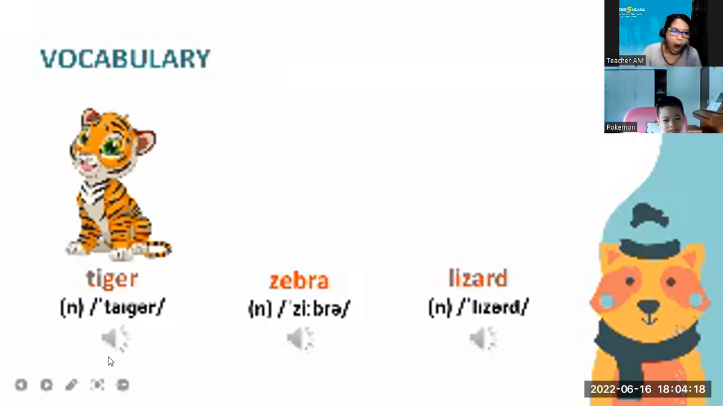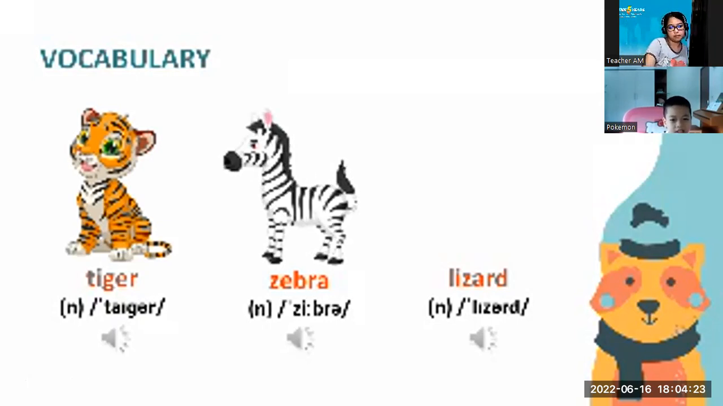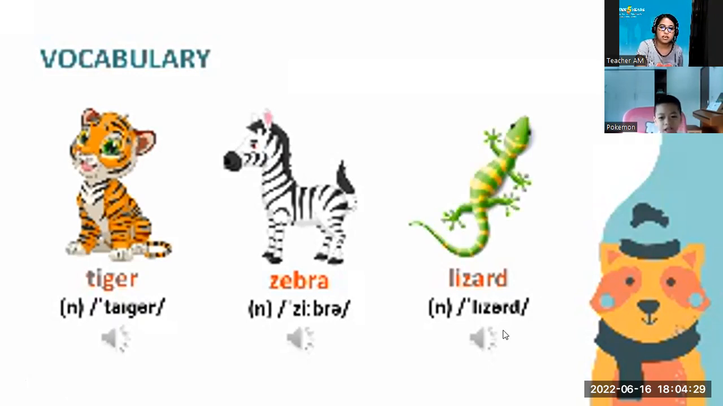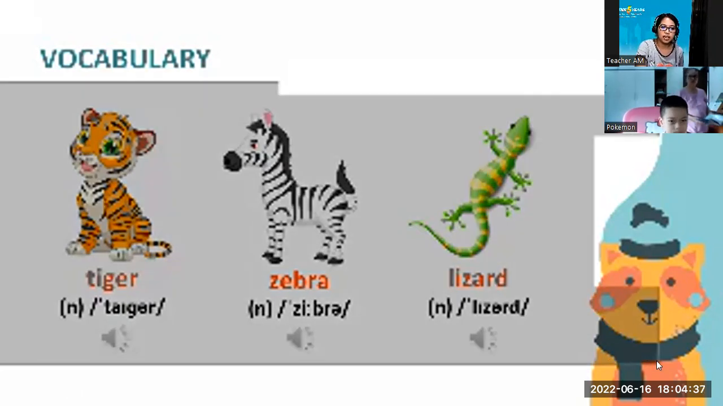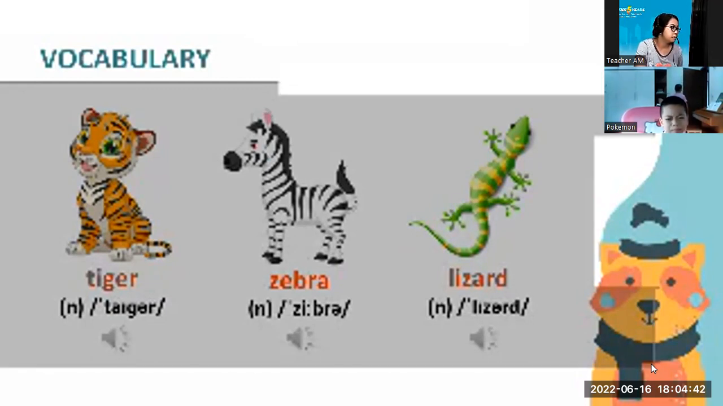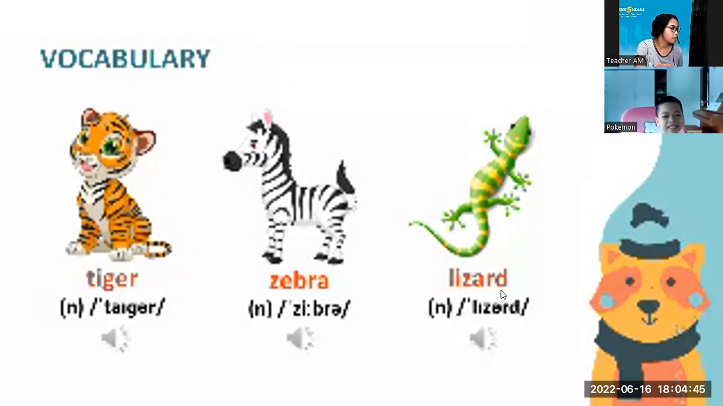Okay. Tiger, zebra. Tiger. Zebra. Lizard. Okay, you say lizard. Among the animals here, which do you like best, Jack? I like zebras here. Oh, why do you like zebra? So great and tall, but I need someone to lift me up to ride on the zebra.